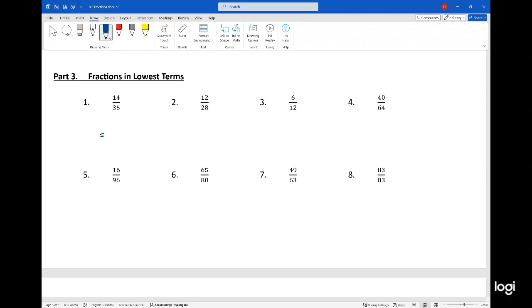So if I divide the top by 7, I get 2, and if I divide the bottom by 7, I get 5.